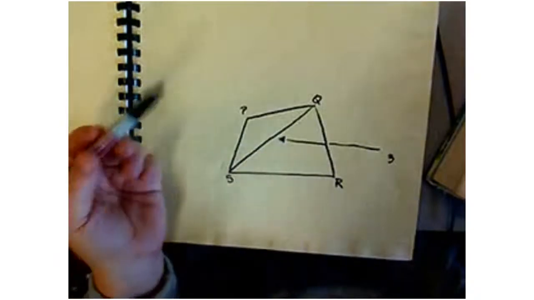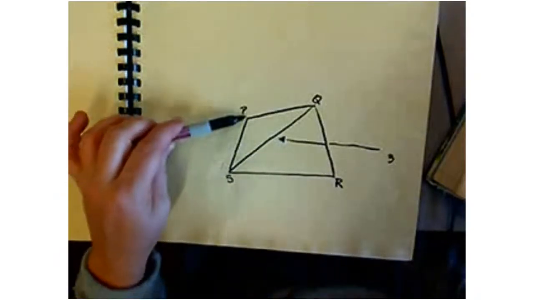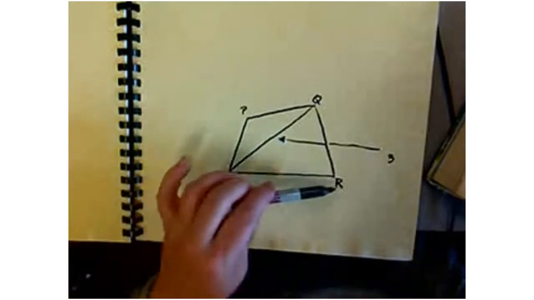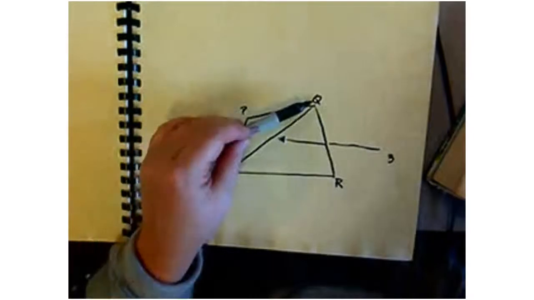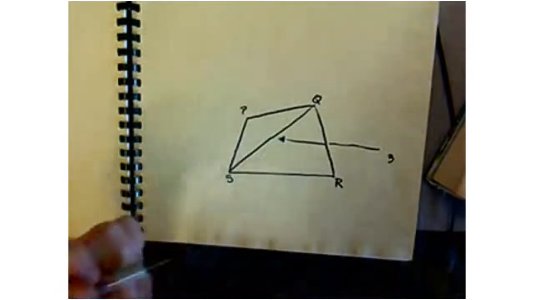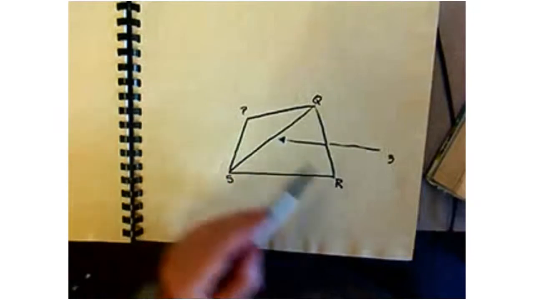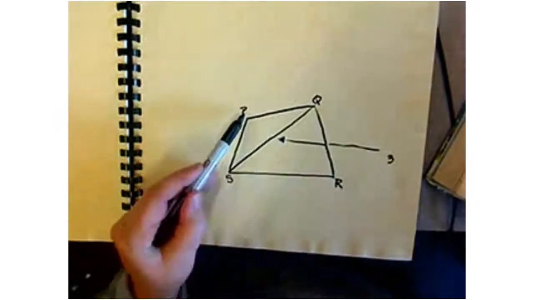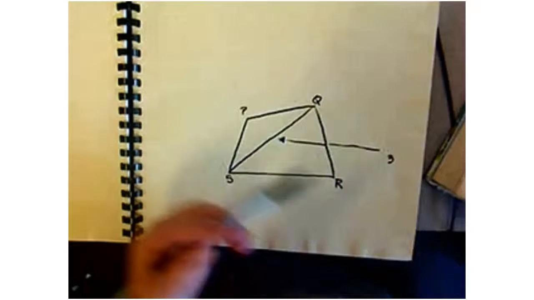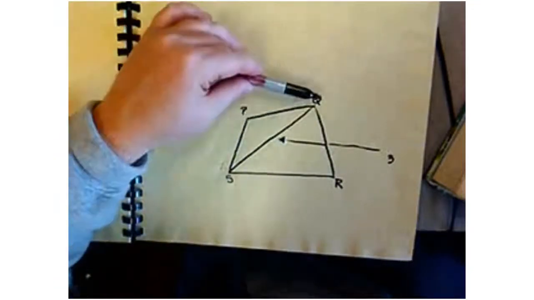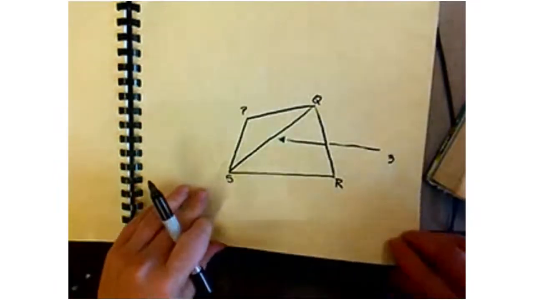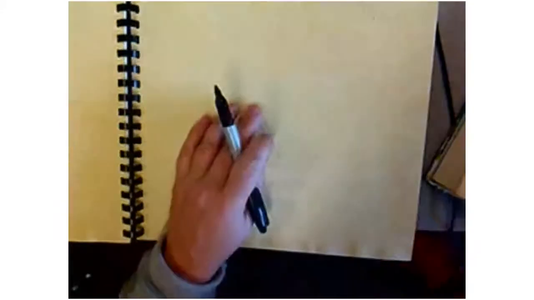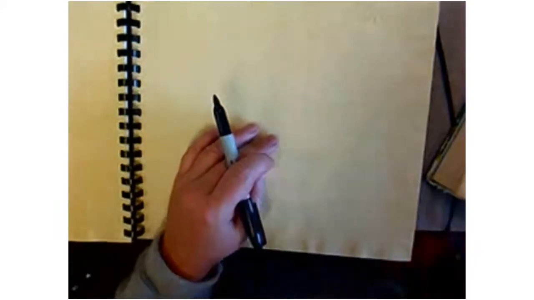Now the consecutive vertices would be S to P or S to R. Those would be consecutive, just one after the other, or P to Q or Q to R. But opposites would be PR, non-consecutive. You have to jump from the top left to the bottom right, and QS, top right to bottom left. Those are opposites or non-consecutive vertices. So turn the Braille page to 311C, and we do some practice with an example.